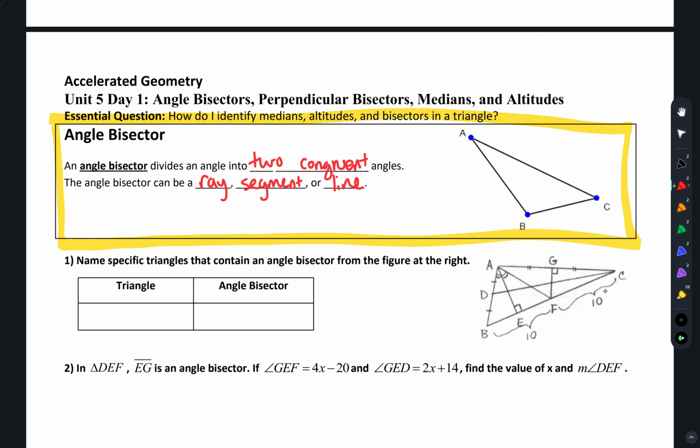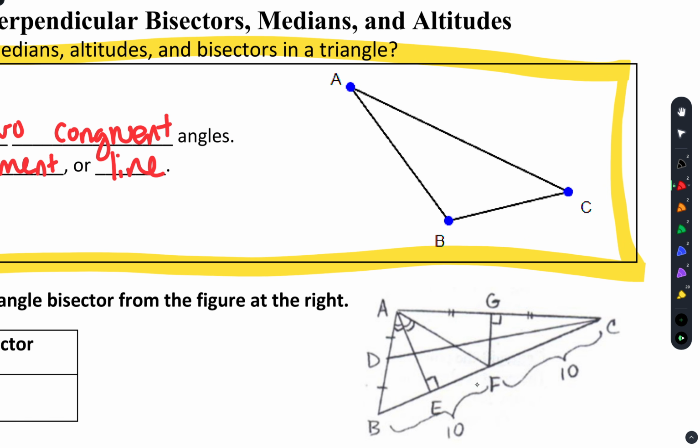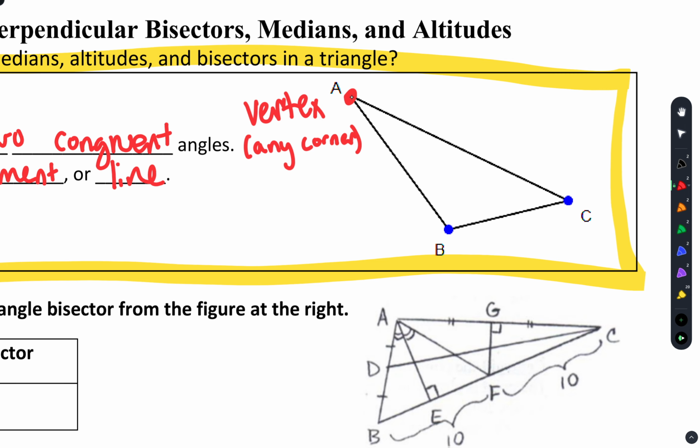Now, if I take a look at this triangle ABC, the angle bisector will always start at the vertex of the triangle. The vertex is any corner. Doesn't necessarily have to be the one that's like the most on top, because it just depends on the way your triangle is drawn. So any corner is where they start, and they're just going to go down and divide that angle in half. So let's say I put this point as point E, then AE would be the angle bisector of that triangle. Is that good?